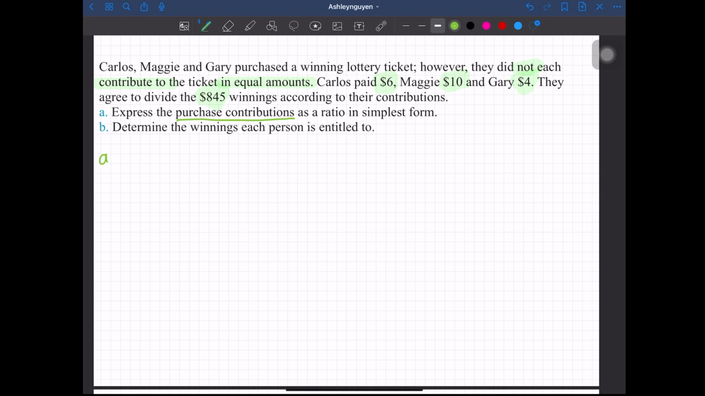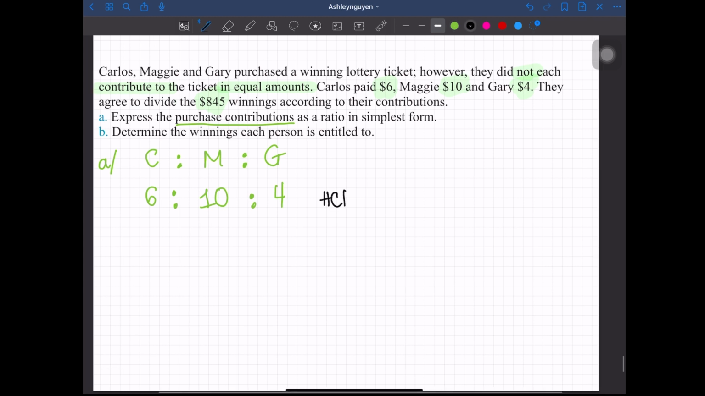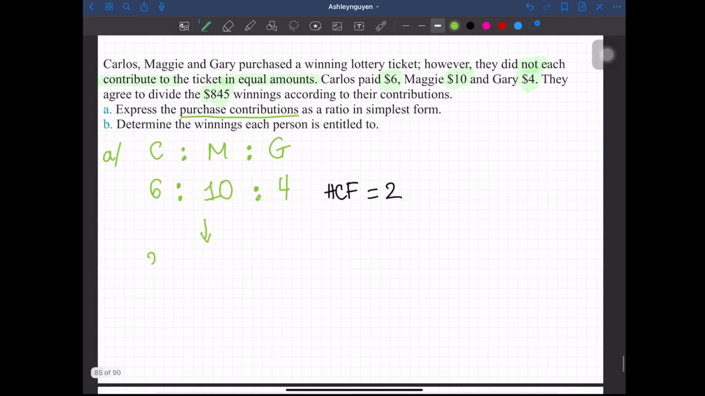So firstly, we write the purchase contribution based on the amount of money that they have paid. So Carlos, Maggie, and Gary. Carlos paid $6 whenever Maggie paid $10 and Gary paid $4. And I can realize that the highest common factor now equal to 2. So I will divide 6, 10, and 4 by 2. The new ratio could be 3, 5, and 2. This is the simplest form of the ratio.